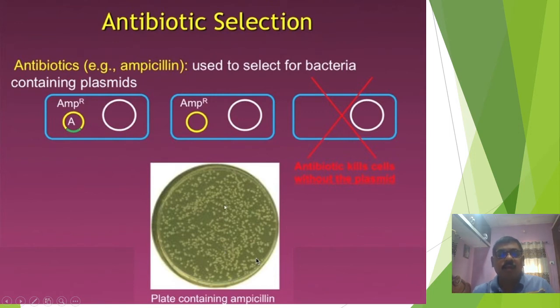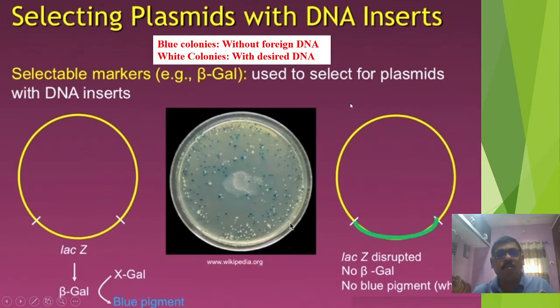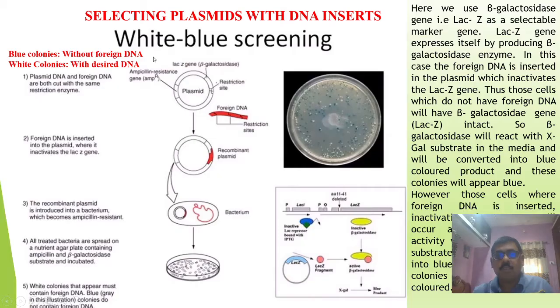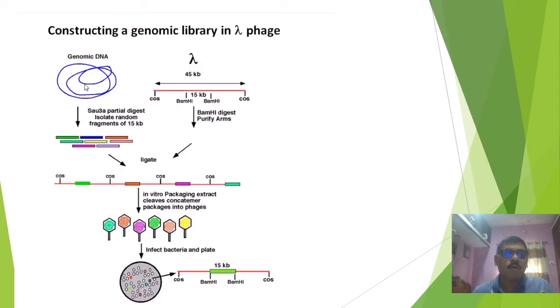These can be screened for a particular type of plasmid, or you can screen with such a type of method, that is, the blue and white screening method. After these colonies are screened, we see whether they have foreign DNA or not.